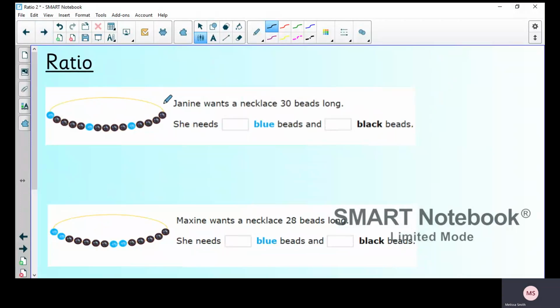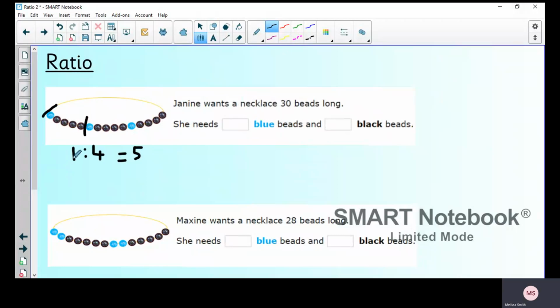Janine wants a necklace 30 beads long. We need to work out how many blue beads and how many black beads she needs for that necklace. Let's have a look at the pattern. For every 1 blue bead, there are 4 black beads, which means in each pattern, there are 5 beads in total. Now, there are 2 ways you could answer this question.